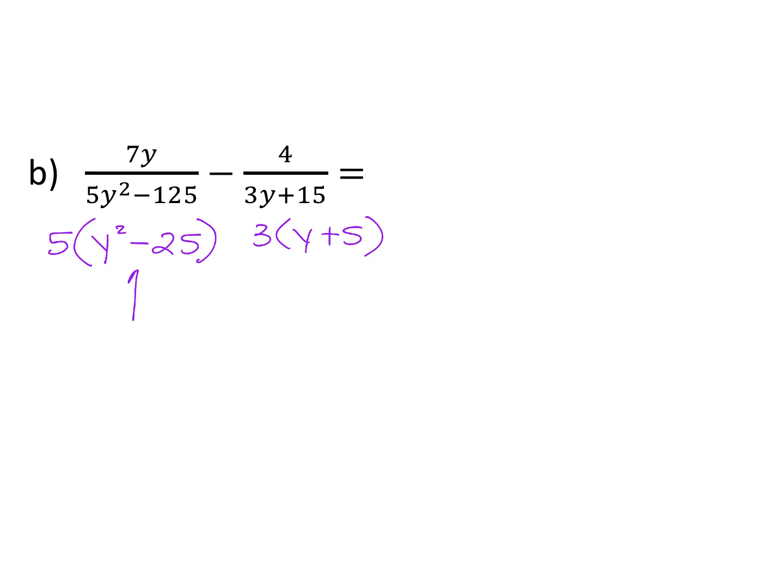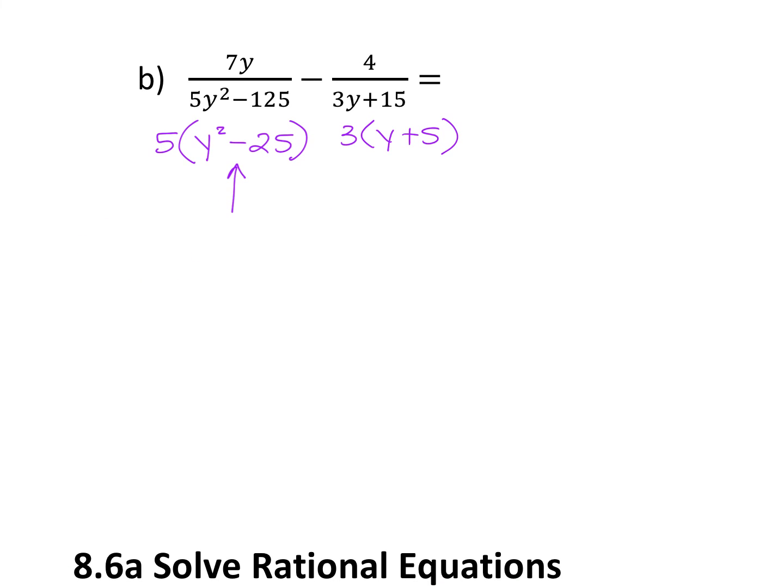Okay. What do you do with this? Y squared minus 25. It's a difference of squares, right? So one's plus, one's minus. We square root them both. So right now, on the left side, you will have 5 times y plus 5 times y minus 5. Okay. On the right side, you have 3 times y plus 5.